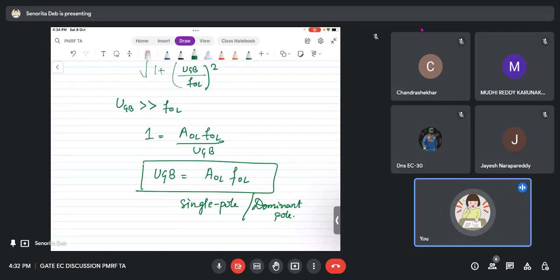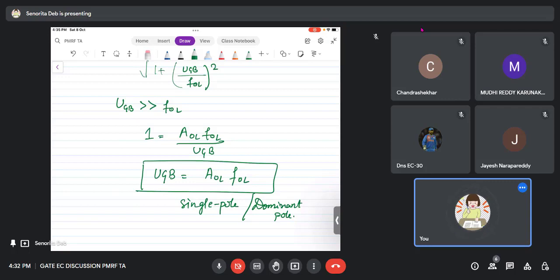Only for single pole this is true, and therefore for op amps we try to compensate the op amps and try to make their behavior as a single pole op amp. Even when multiple poles are present, we try to make the behavior as a single pole. This is beyond your scope right now. This is more into the designing part, but you should just remember that for the single pole or dominant pole concept, this thing is valid. UGB is equal to AOL FOL.